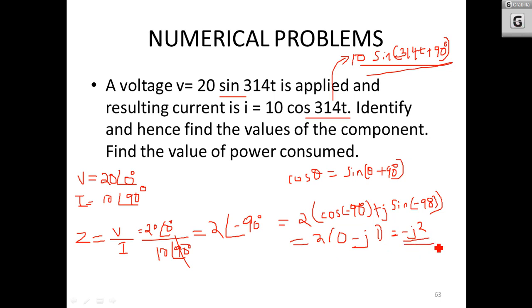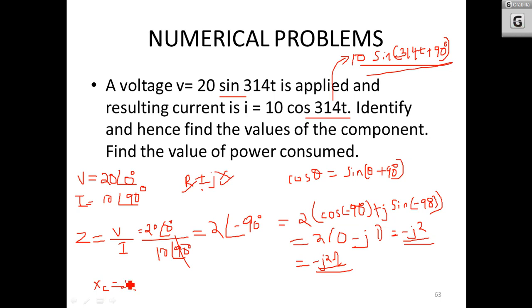Generally our impedance is in the form R plus or minus jX. Here R is equal to 0, so there is no resistive part. What type of reactance do we have? If it is minus, it is capacitive reactance. So you can write it as minus j2 ohm. So the given circuit is basically a capacitor. Now how do you find the value of the capacitor? From R plus or minus jX, it is minus jXc, where Xc is 2 ohm.